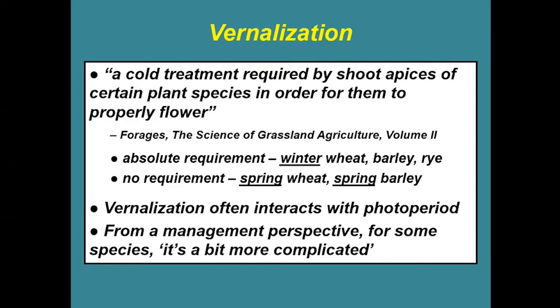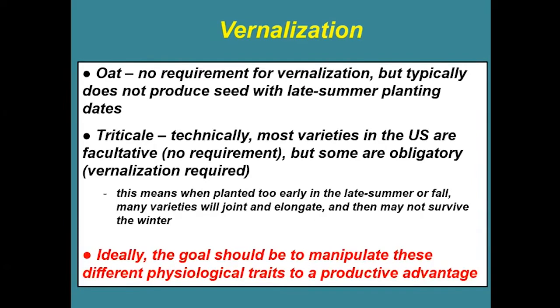Also, vernalization often interacts with photoperiod. From a management perspective, for some species, though, it's a bit more complicated than that. For instance, oat has no requirement for vernalization, but typically does not produce seed with a late summer planting date. Triticale, for instance, technically, most varieties in the United States are facultative, which means they have no requirement for vernalization, but some are in fact obligatory, which means that vernalization is required.